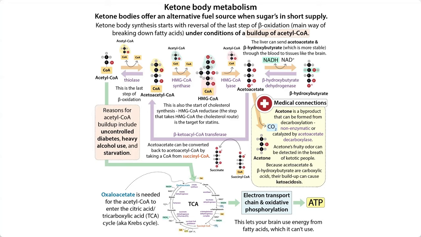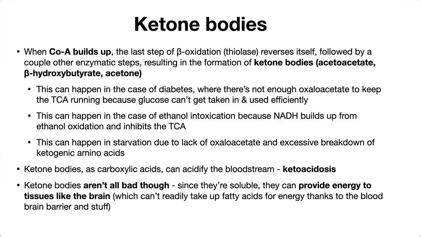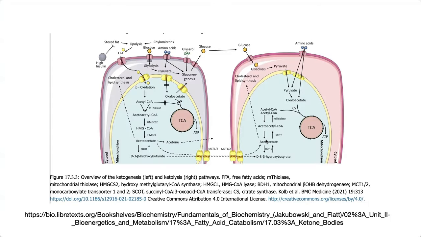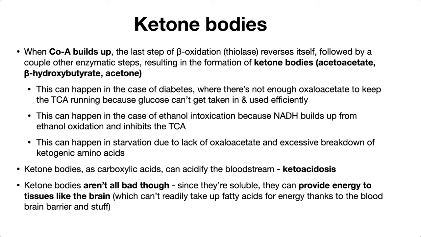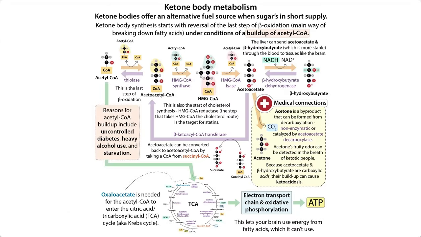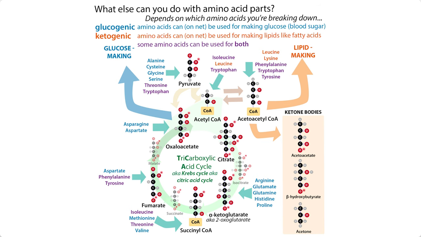But before you get away thinking that all ketone bodies are bad, they're really important for your brain because since they're soluble, they can go through the blood-brain barrier, whereas your lipids, your fatty acids that are traveling through your bloodstream on serum proteins, can't actually get to your brain readily. So ketone bodies are able to offer a quicker source of fuel for your brain, allowing it to have energy to keep going under conditions where glucose is low. Your brain can't store glycogen and stuff, so it really relies on those ketone bodies if it needs energy. And those ketone bodies can also be formed, say, from some amino acids.